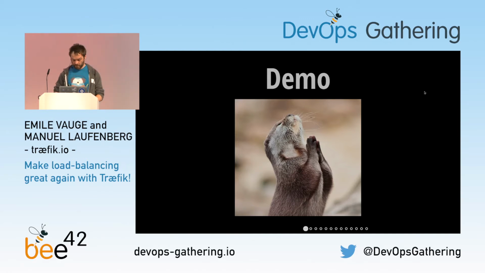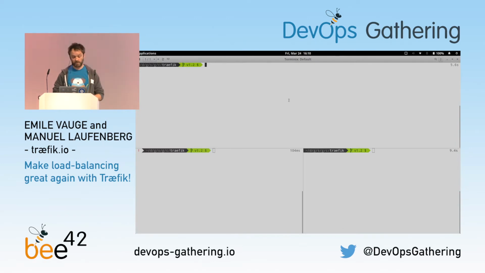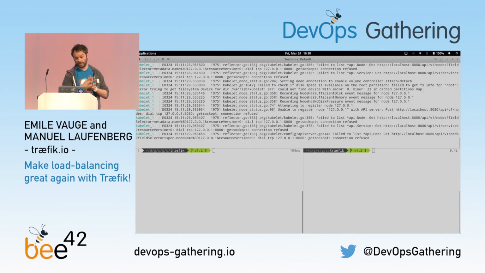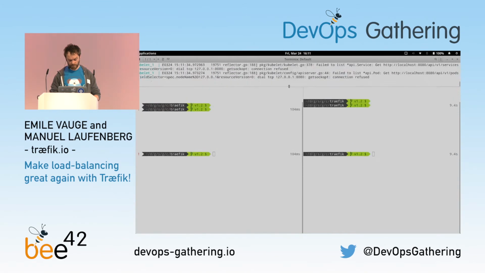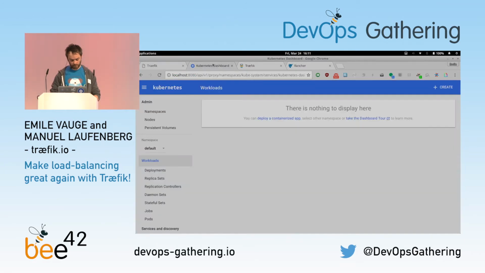So let's do a small demo. I will show you how to deploy Traefik on Kubernetes first, and Manuel will show you how we deploy Traefik on Rancher. So first, I will start a Kubernetes cluster using Docker Compose, but it's not that important, this one. Okay.